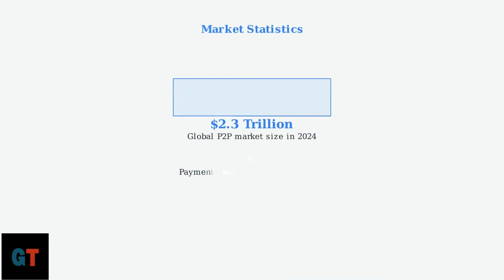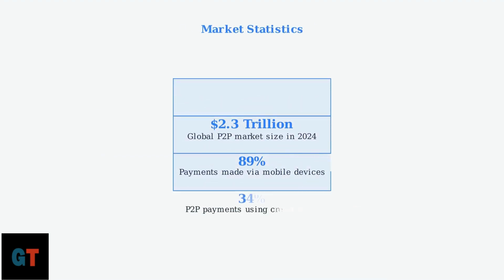The peer-to-peer payment market has reached massive scale. In 2024, the global market size hit $2.3 trillion. Mobile devices now account for 89% of all peer-to-peer payments, and 34% of these payments use credit cards as the funding source.